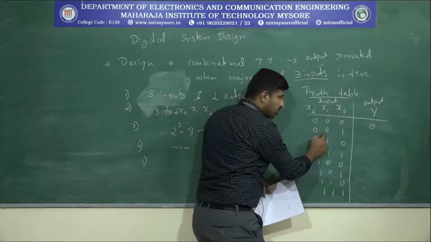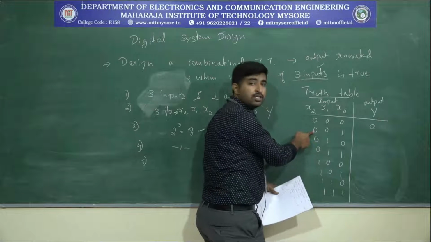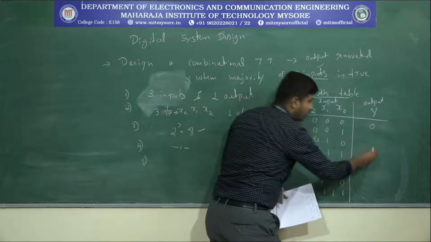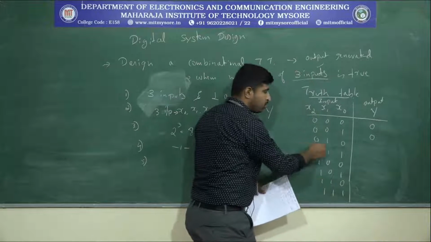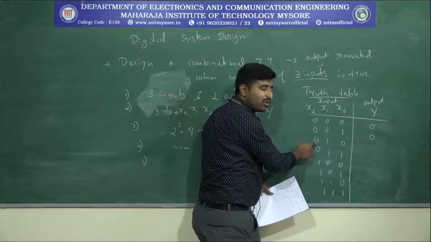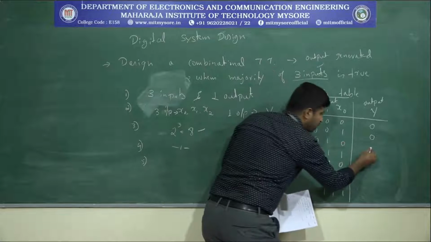Okay. Next 0, 0, 1. See, the majority will be 0. That is false, that is not true. So that means output will be 0. Let's come to that one. 0, 1, 0. Again, the majority of the bits here will be 0 only. So output will be 0.